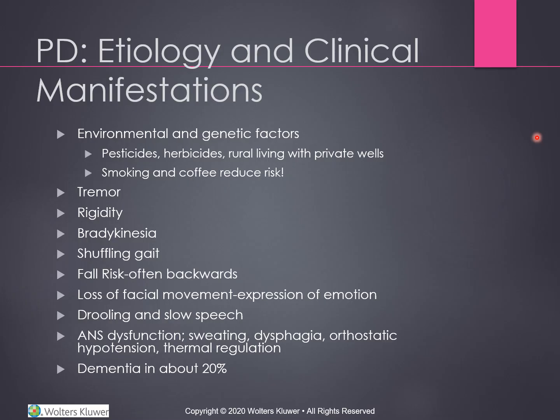Specifically things like some pesticides and herbicides, especially in people who live in rural settings where there's maybe contamination by pesticides and herbicides into things like private wells. One interesting piece about PD is that smoking and coffee actually appear to reduce the risk of PD. I almost never tell you that smoking is helpful, but in this case, it actually kind of reduces the overall impact. But I would still probably suggest not smoking, maybe increase your coffee intake.